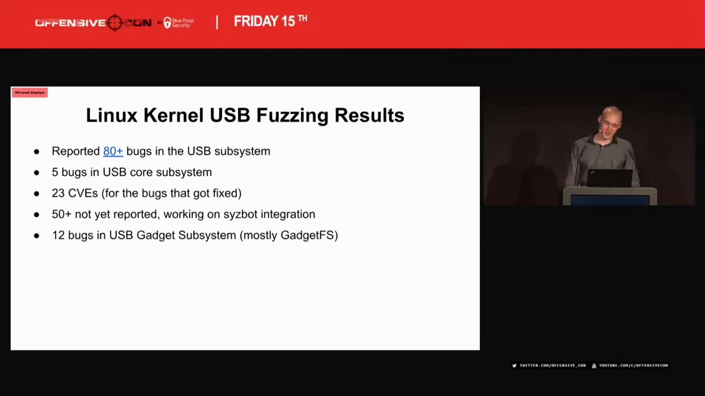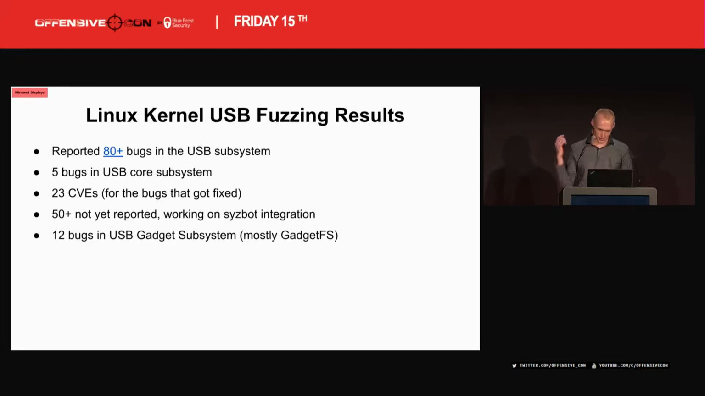Yeah, and 5 of the bugs were in the USB core subsystem, which is kind of cool because some of the devices, some of the boards or some of the kernels, don't really have a lot of drivers that you can attack, but they also have the USB core subsystem. And if there are bugs in the core subsystems, they're always triggerable, right? Even if you don't have any drivers.